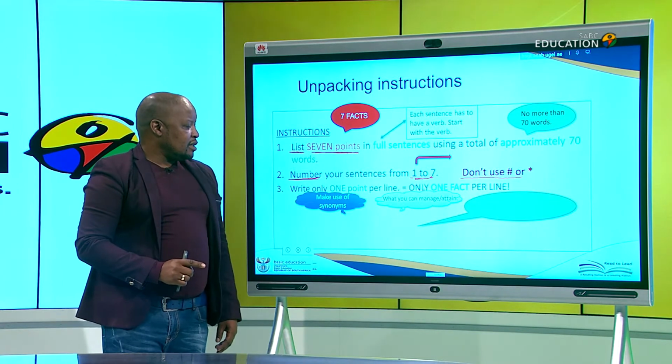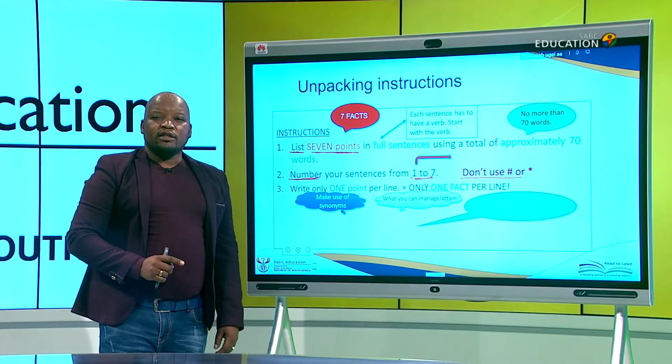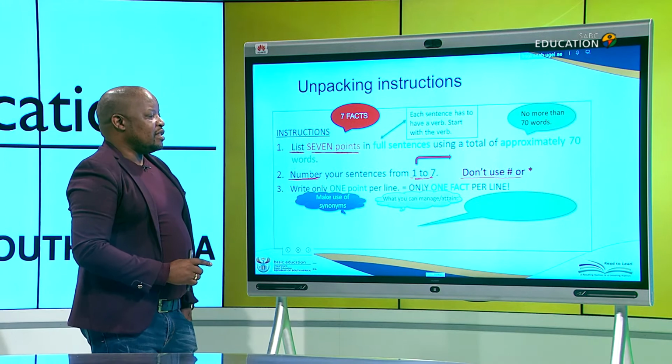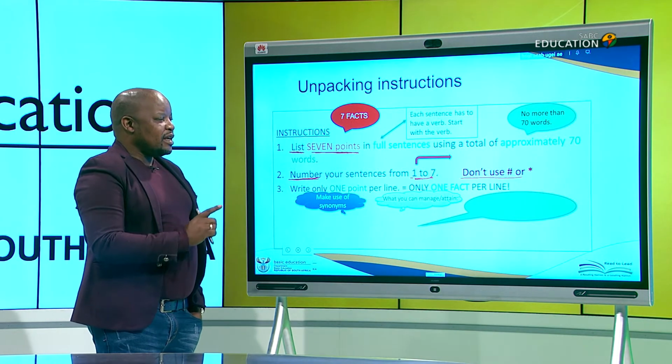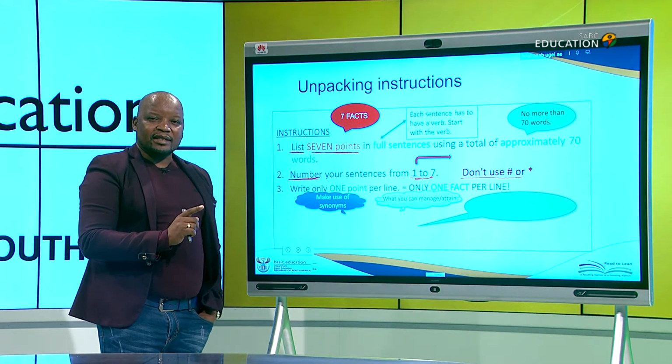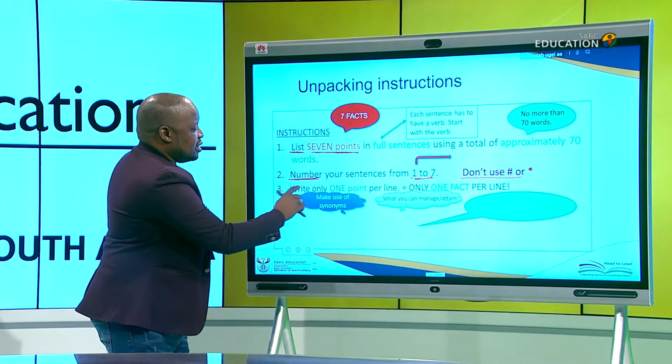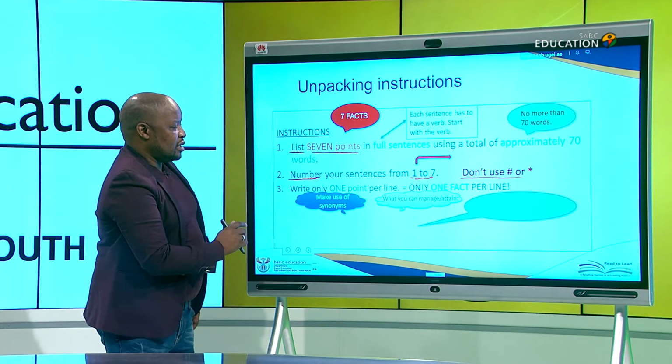Instruction number 3 says write only 1 point per line. Only 1 fact per line, learners. I'll tell you why this instruction is very important.